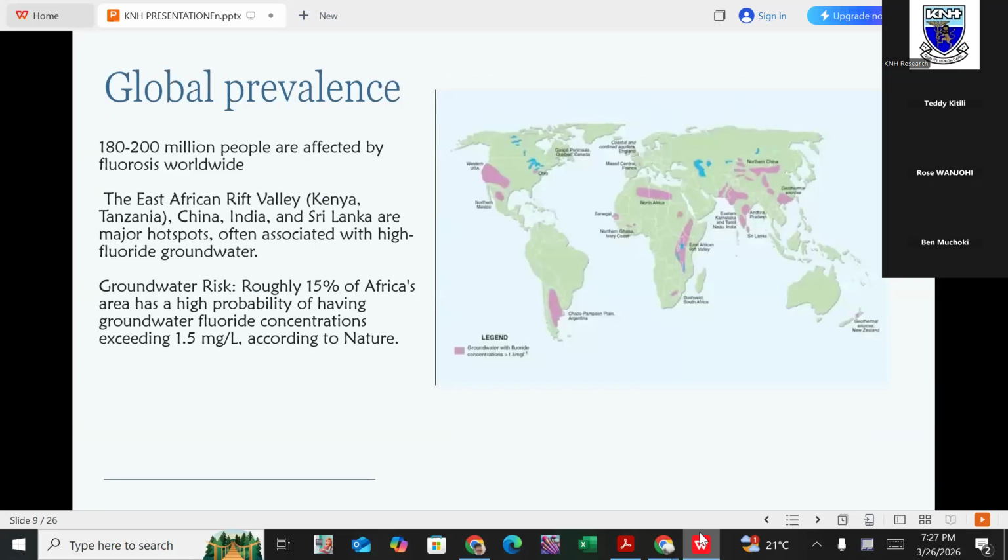We have 180 to 200 million globally affected by fluorosis. The East African Rift Valley, as you can see in the map. We also have China, India, Sri Lanka, which are major hotspots. And the sad thing is roughly 15% of Africa's area has high probability of having groundwater with concentrations higher than 1.5 milligrams per liter.